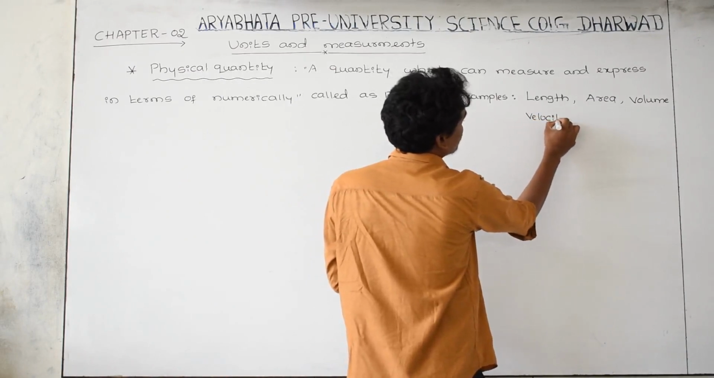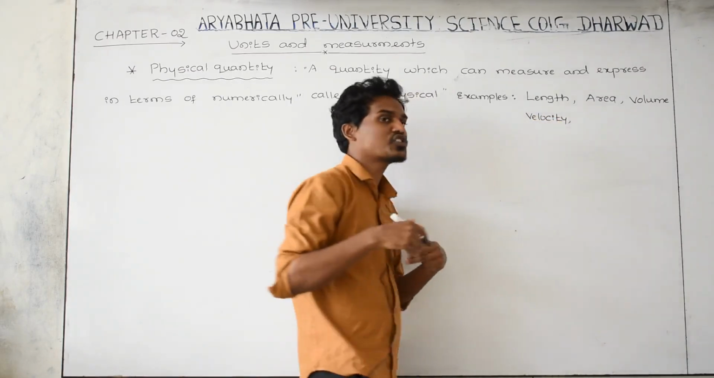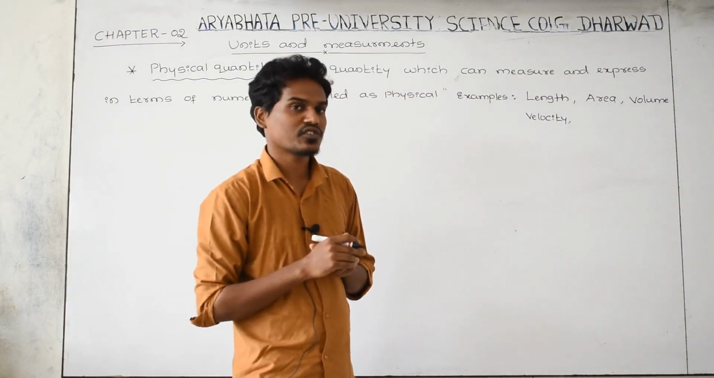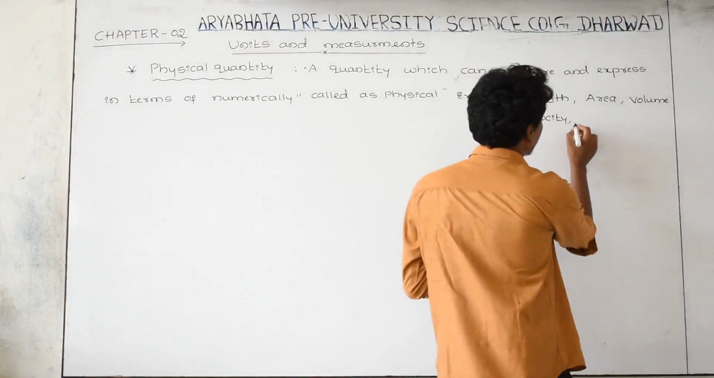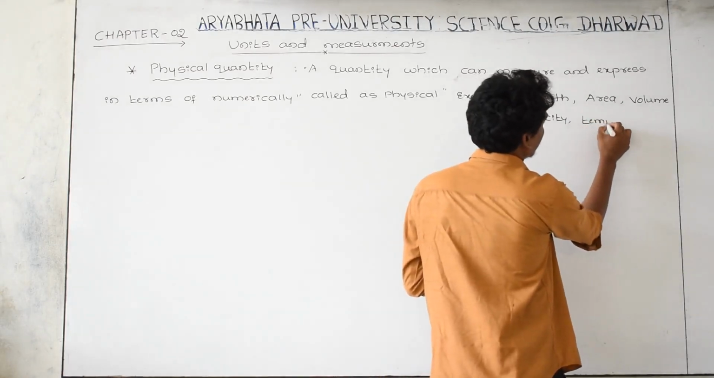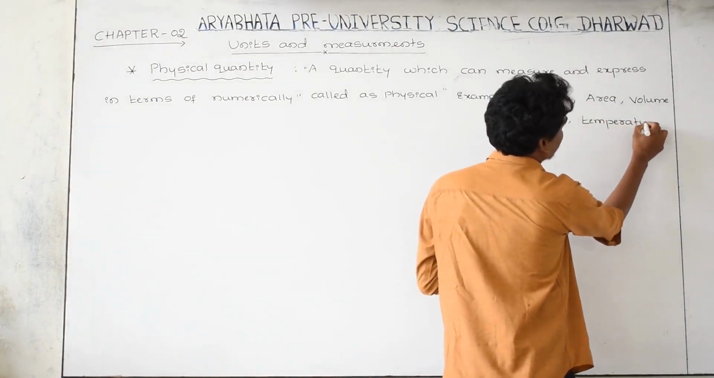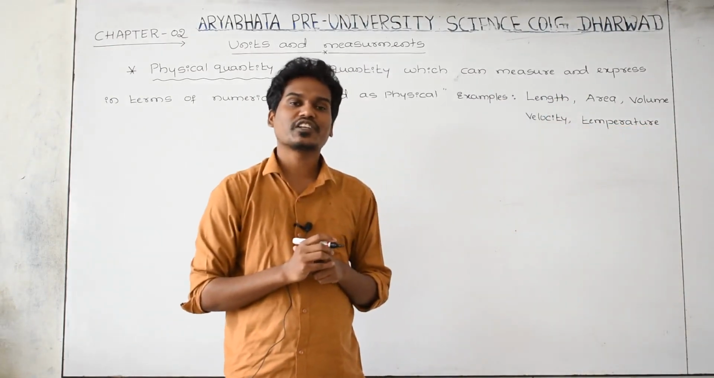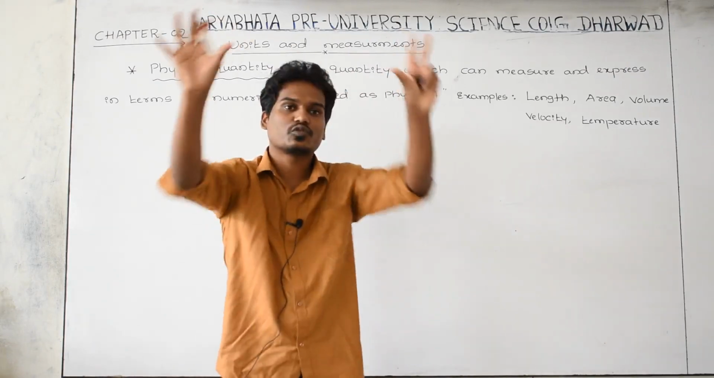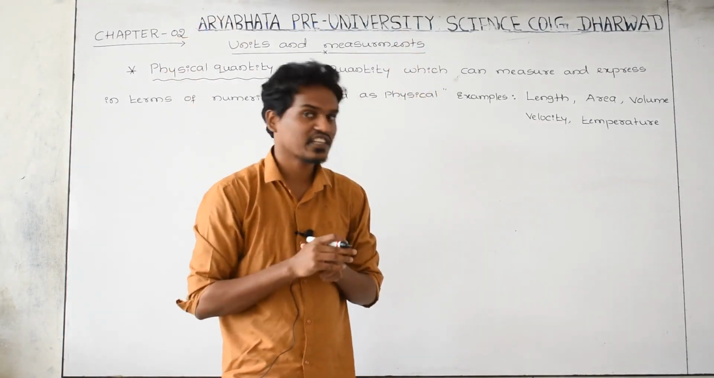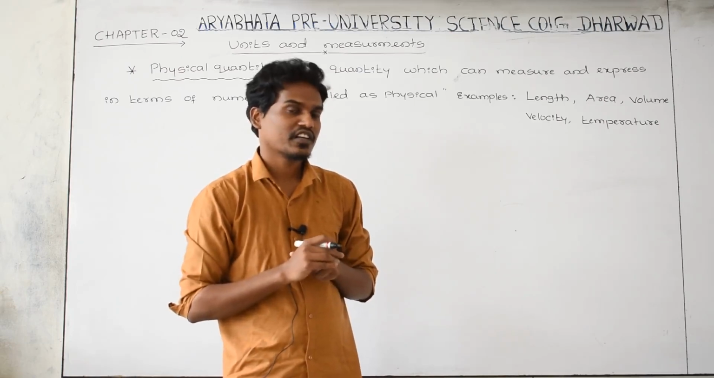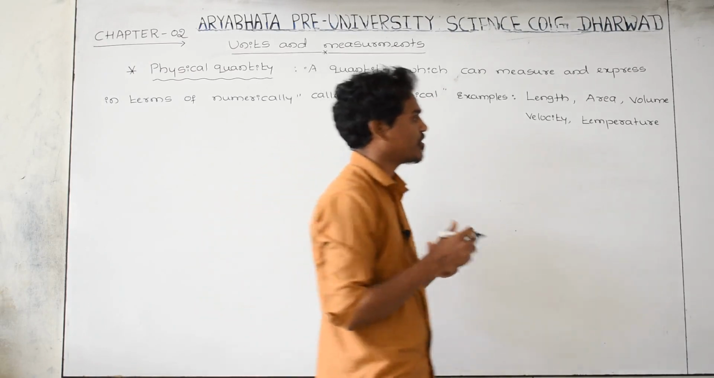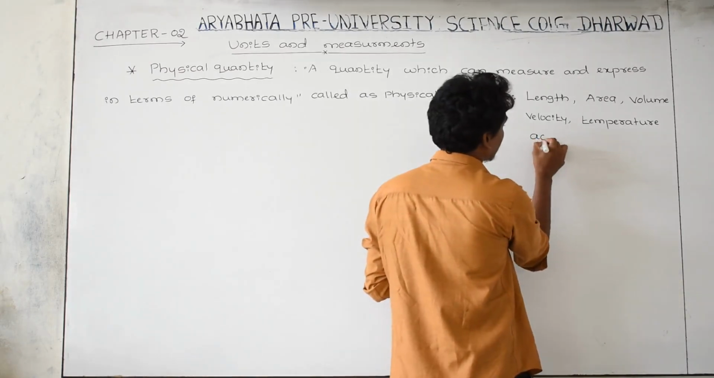Velocity: how much speed the object is moving with. Is it possible to express and to measure? Yes. Velocity is there. And next, temperature. Temperature is also a quantity. How much temperature is there in this classroom? That is 27 degrees Celsius, as you know very well. It is possible to measure as well as to express. Temperature is there.